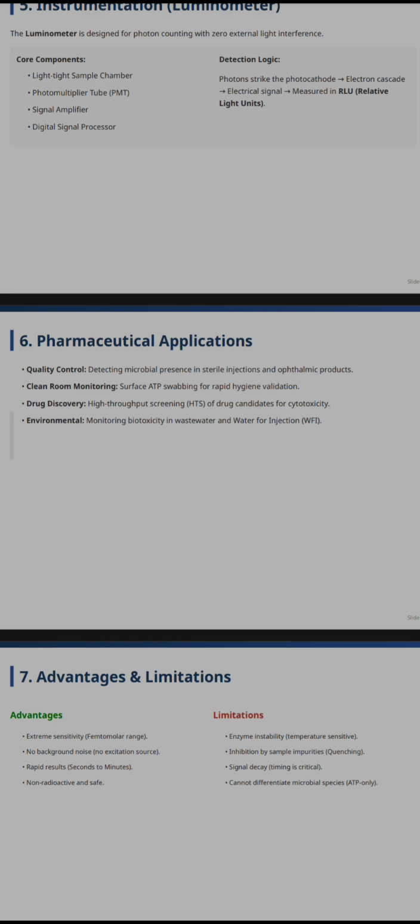And then drug discovery. It is used in high-throughput screening of drug candidates for cytotoxicity. And environmental applications: as I said before, the sample can be taken from anywhere, a biological sample or an environmental sample, for monitoring biotoxicity in wastewater and water for injections.